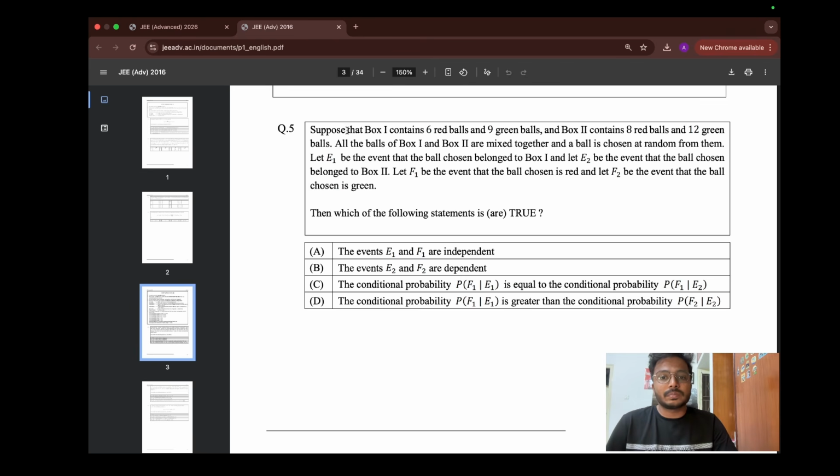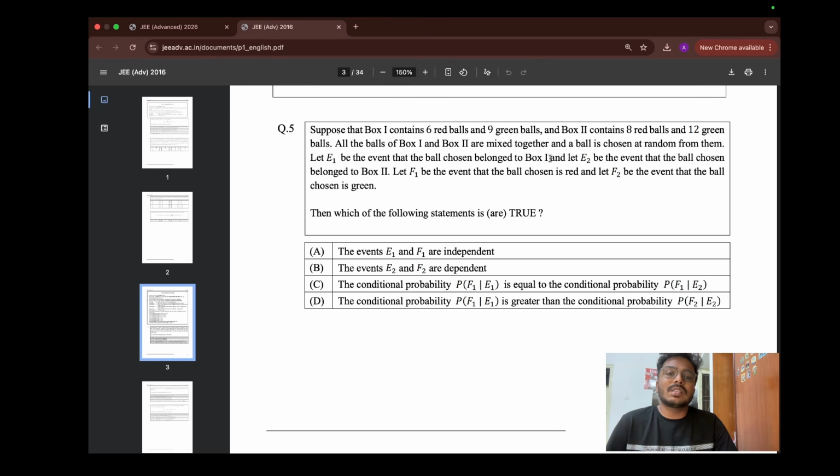Now suppose that box 1 contains 6 red balls and 9 green balls, box 2 contains 8 red balls and 12 green balls. All the balls of box 1 and box 2 are mixed together, and a ball is chosen at random from them. So you have 15 balls in box 1 and 20 balls in box 2. All the 35 balls are mixed together, and you are picking one random ball. Let E1 be the event that the ball chosen belongs to box 1.